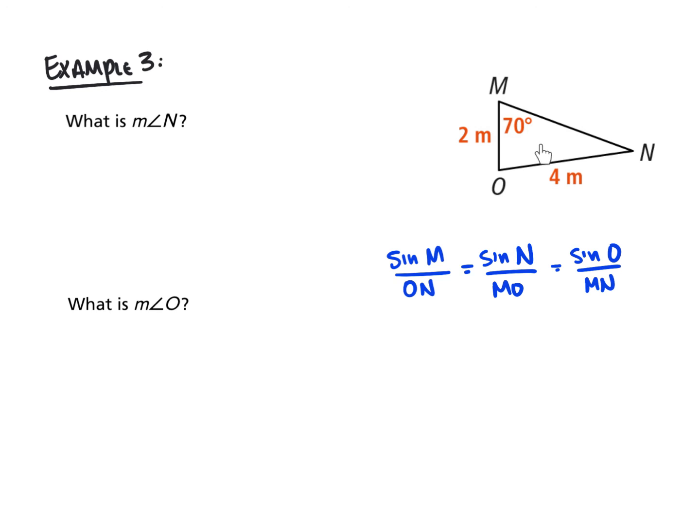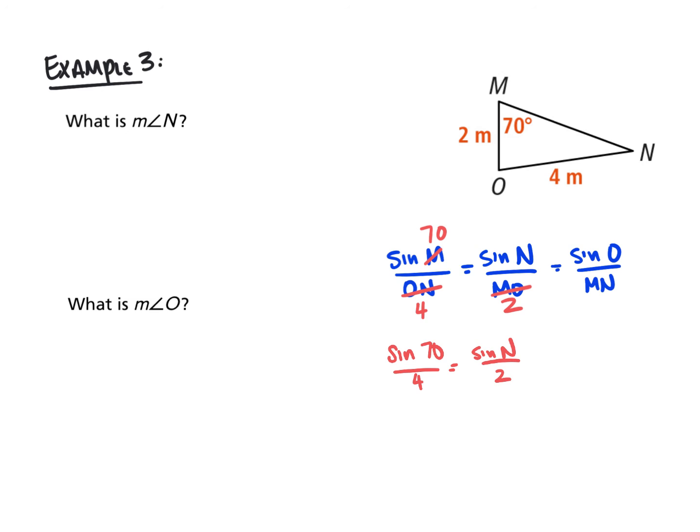Now I'm going to fill in amounts that I have for this picture. So I have angle M at 70 degrees. I have length OM or MO as 2 and ON as 4. So now if I look here, I think I can right away maybe just use these two ratios to find angle N, right? Because if I use these two ratios, I will only have one unknown. I'm going to ignore this. I'm going to rewrite sine of 70 over 4 equals sine of angle N over 2.